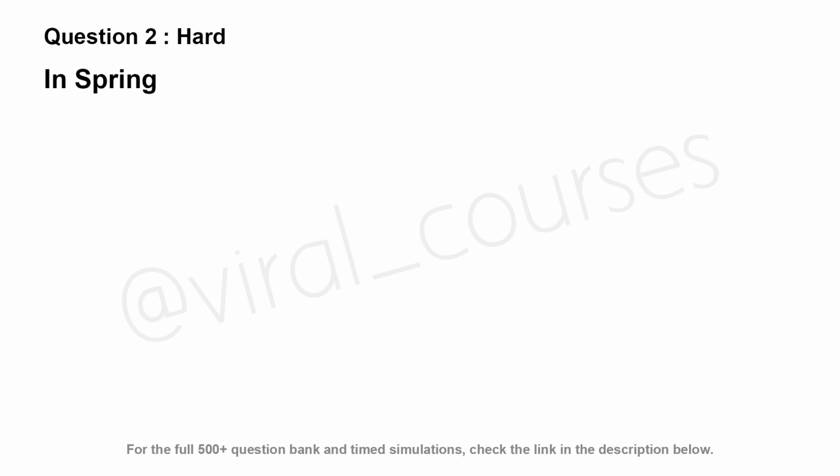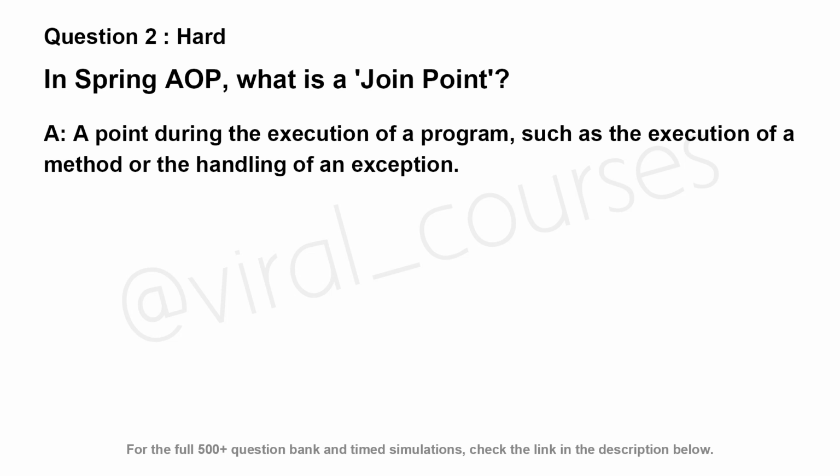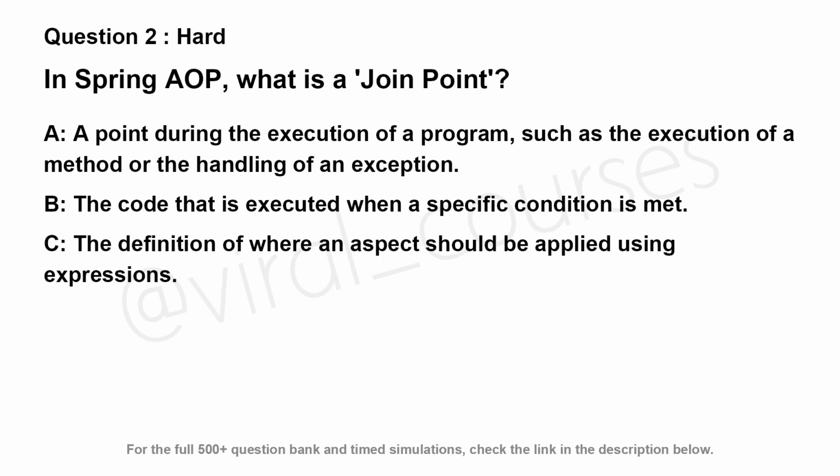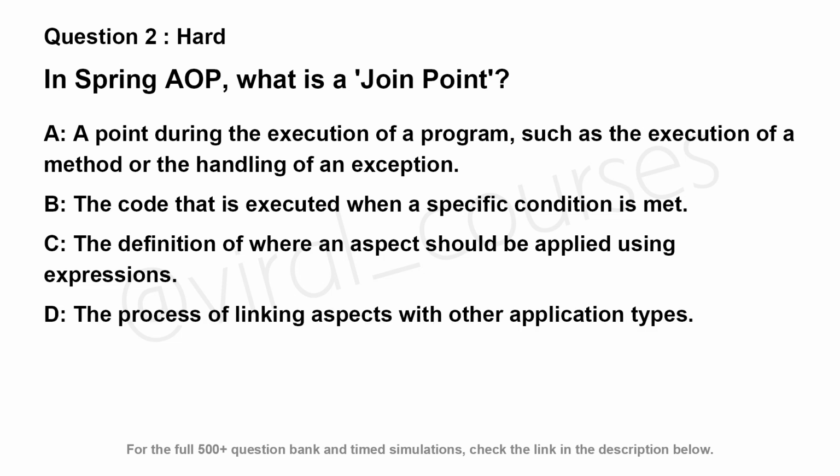In Spring AOP, what is a join point? Option A, a point during the execution of a program, such as the execution of a method or the handling of an exception. Option B, the code that is executed when a specific condition is met. Option C, the definition of where an aspect should be applied using expressions. Option D, the process of linking aspects with other application types.